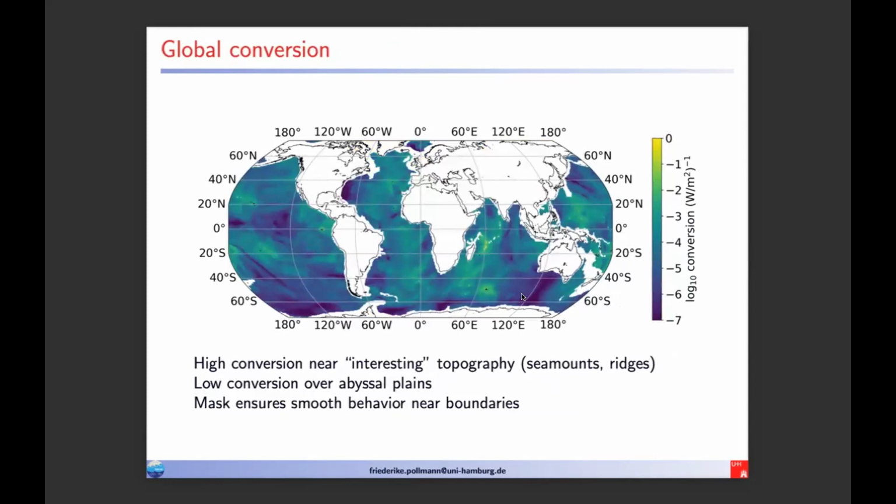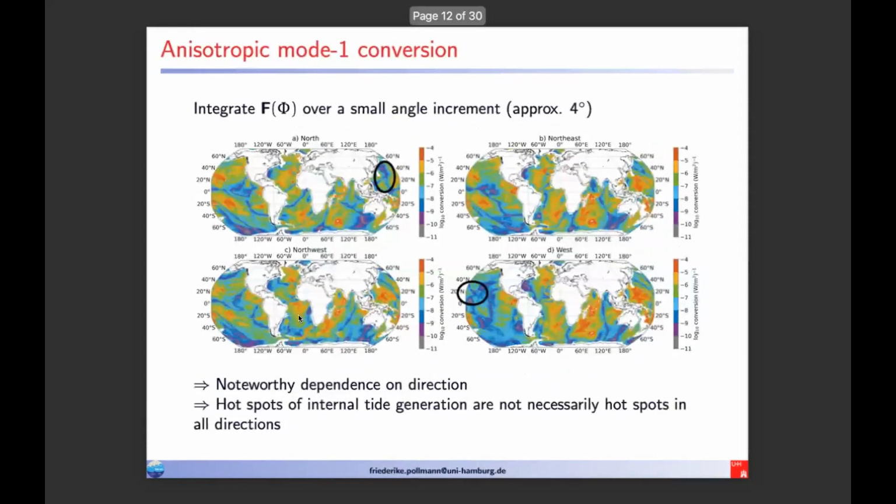Right, and this is the result. It looks pretty similar to the maps we've seen before, right? So we have large generation at interesting topography and very little over the abyssal plains. But what this method can do is resolve the direction. So we're going to look at this.